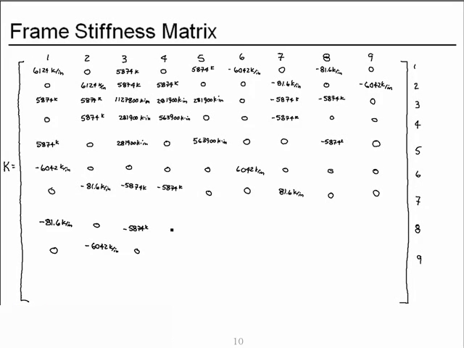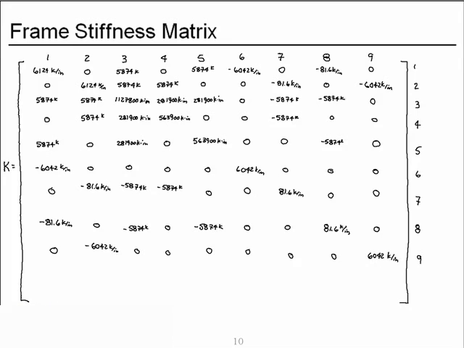We said column 4 would be zeros. Minus 5874 kips, 0. Columns 6 and 7 are zeros. 81.6 kips per inch, 0, 0, 6042 kips per inch.